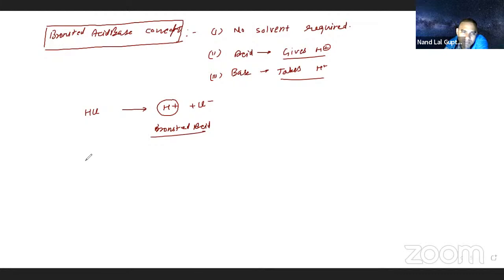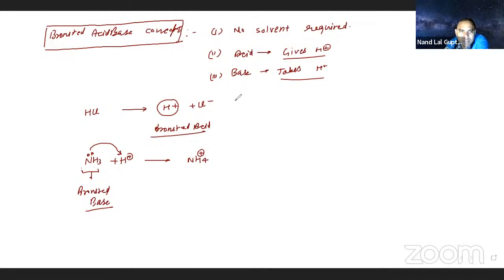Now base. If we talk about NH3, it can accept the H plus ion. It has a lone pair of electrons, so it can accept this. It is going to form NH4 plus. Since it accepted the H plus ion, it is a base. This is the Bronsted base.